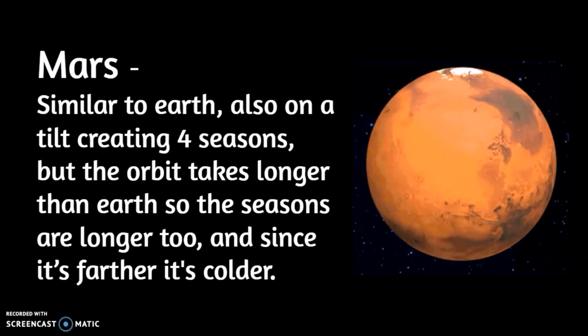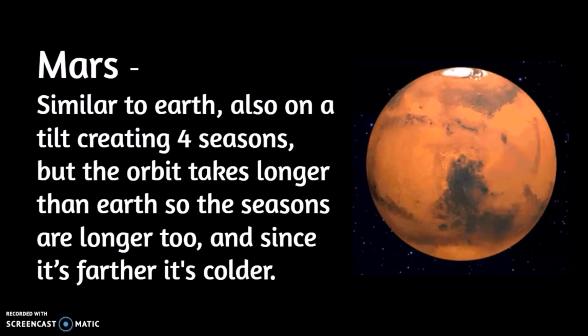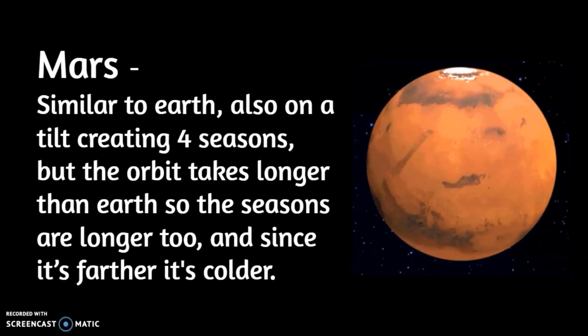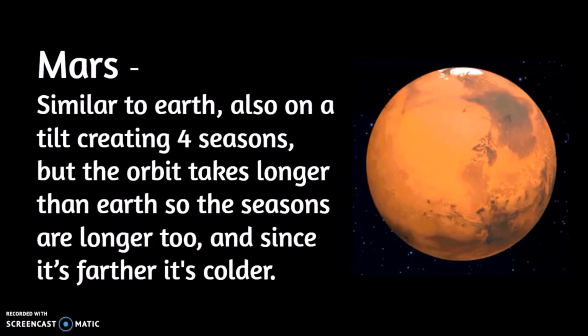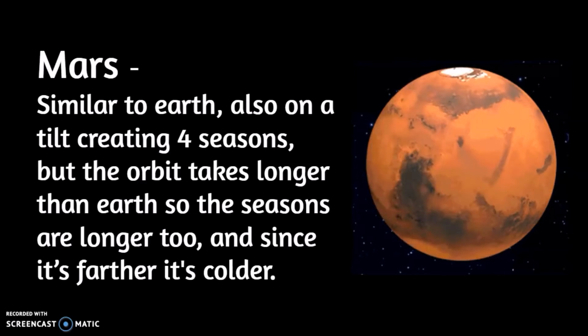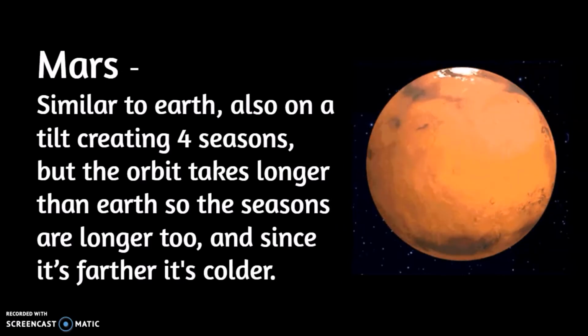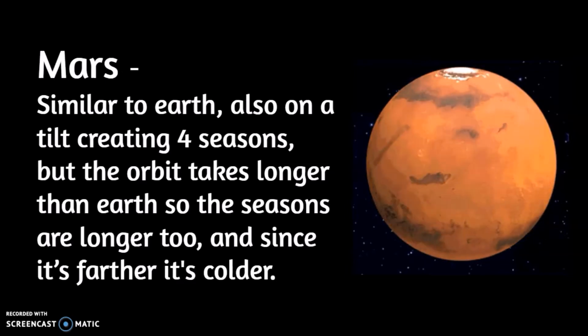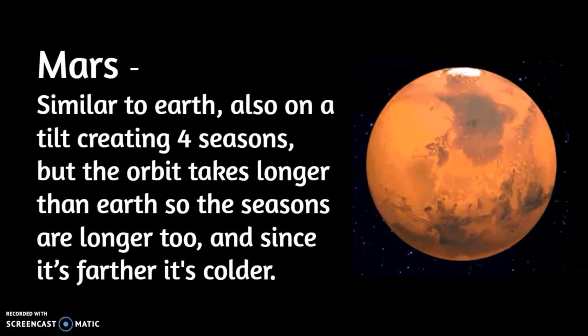Mars is the fourth planet from the Sun and the first outside Earth's orbit. It's similar to Earth since its axis is also on a tilt, which creates the 4 seasons that we have on Earth. But the orbit is longer than Earth's, so the seasons are longer too, and it's also farther away, making the temperature on Mars colder than Earth.